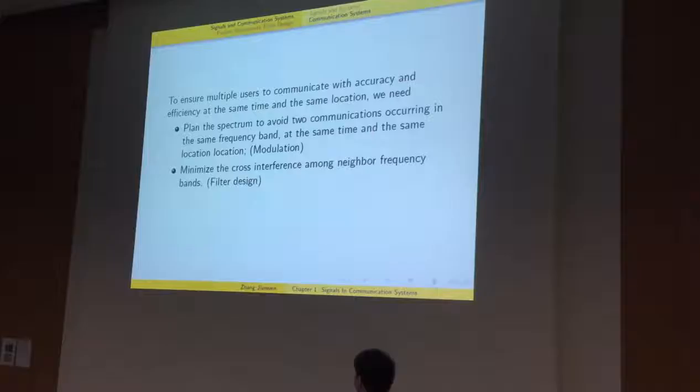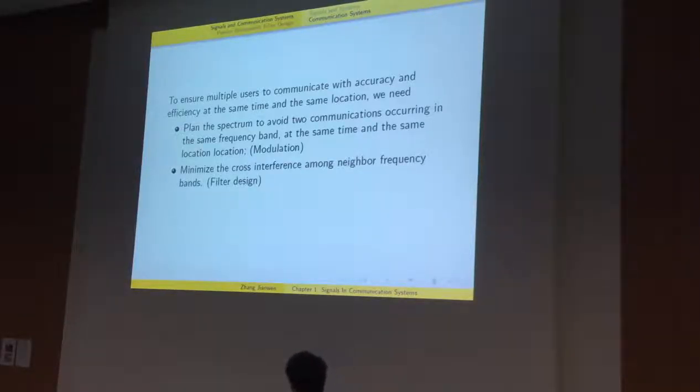To make sure the communication is successful and efficient, we need to apply two technologies. First, plan the spectrum to avoid two communications occurring in the same frequency band, at the same time and in the same location. In this room, for example, if only one person is talking, people can understand. If more than one person is talking, nobody can understand each other. The other one is to minimize the cross interference between neighboring channels.